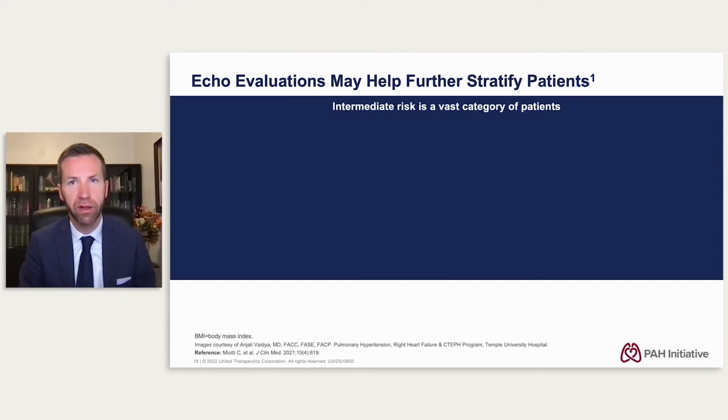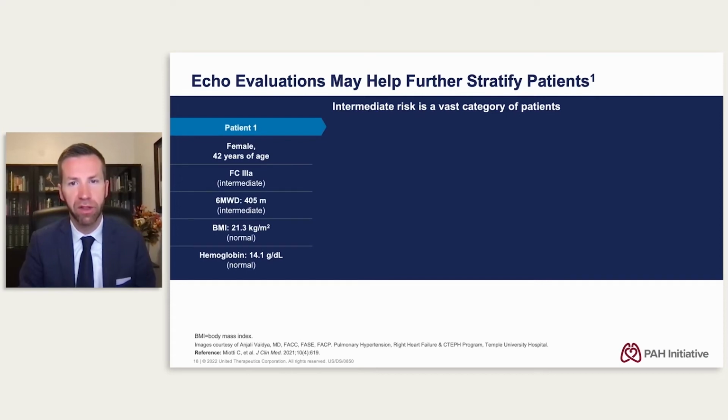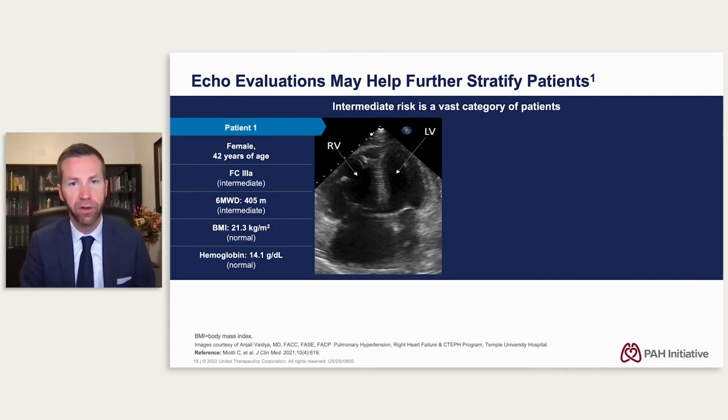The echo evaluations help stratify patients. Intermediate risk is a vast category of patients. Here's one patient, 42 years of age, functional class 3A, 6-minute walk distance 405, BMI 21, and hemoglobin is 14. So some normal aspects here, some intermediate risk aspects. Ultimately comes down to being an intermediate risk patient.